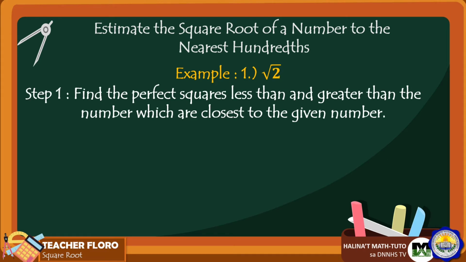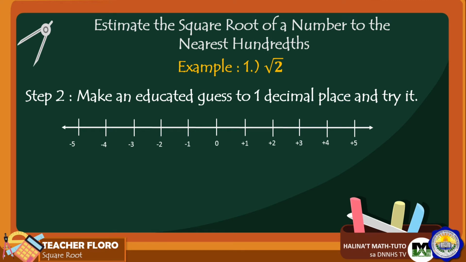Step 1. Find the perfect squares less than and greater than the number which are closest to the given number. The perfect squares closest to the given number are 1 and 4. The square root of 2 is less than the square root of 4 but greater than the square root of 1. Since the square root of 1 is 1 and the square root of 4 is 2, we can say that the square root of 2 must be between 1 and 2.